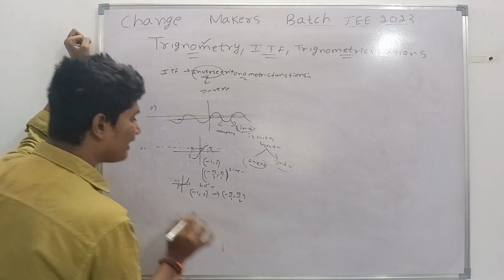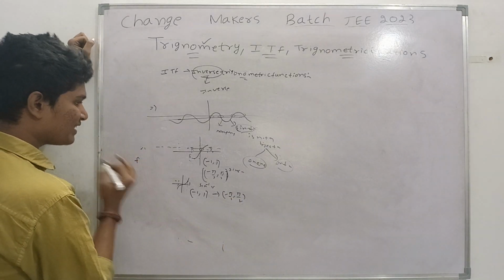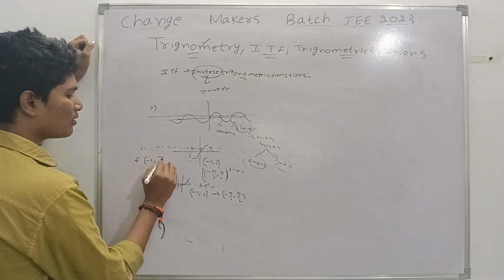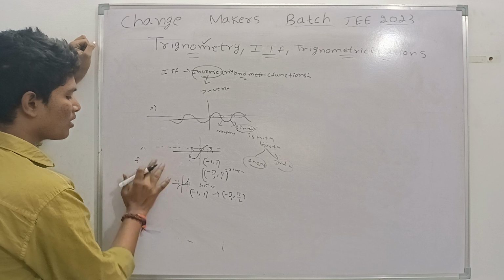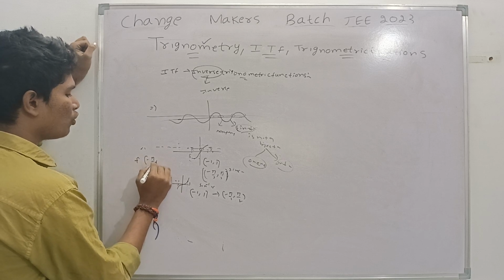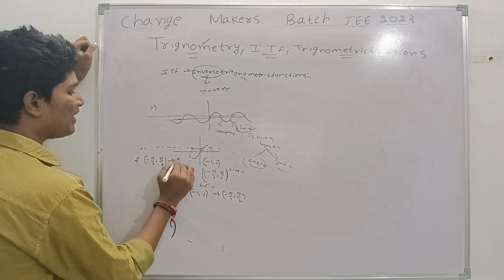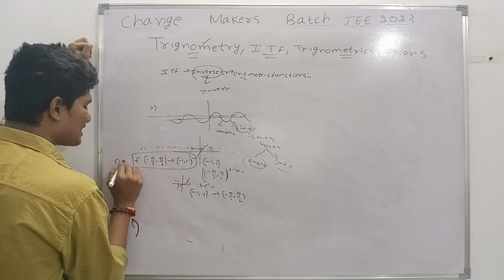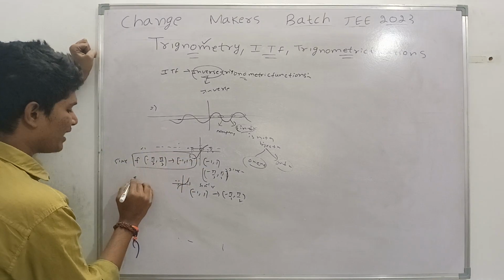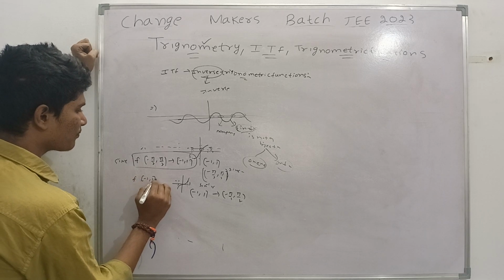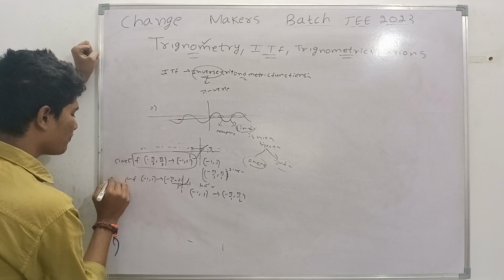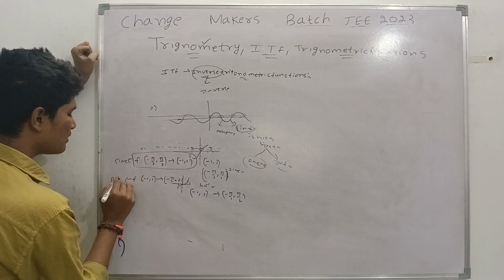You have to observe very clearly. The function maps from the domain minus pi by 2 to pi by 2, and it gives -1 to 1. This is for sin x. The description of the function is sin x. And if we write it like this, minus 1 to 1 to minus pi by 2 to pi by 2, this description is for sin inverse x.